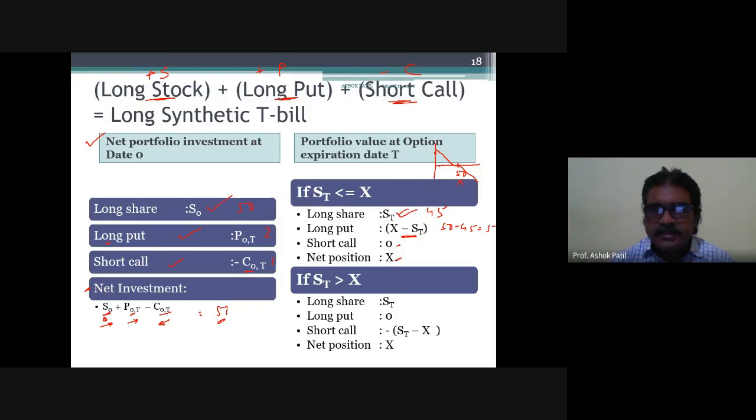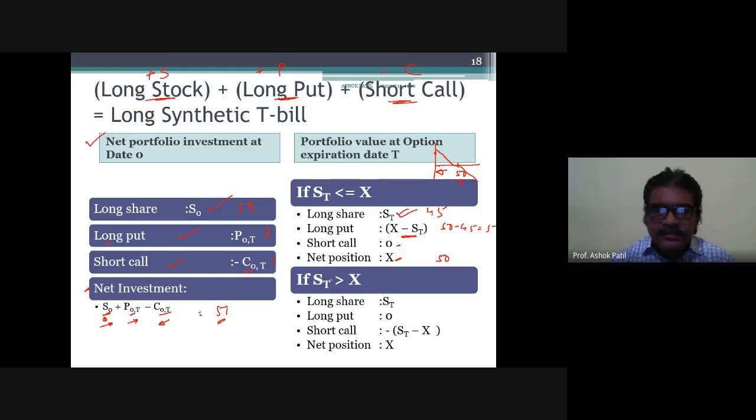Net position is x. Similarly, you can see that 45 gets cancelled, and what ultimately you get is 45 plus 5, 50. So you know that the net position, if you are on the left side of the equation, left side of the diagram, then you will get this output.